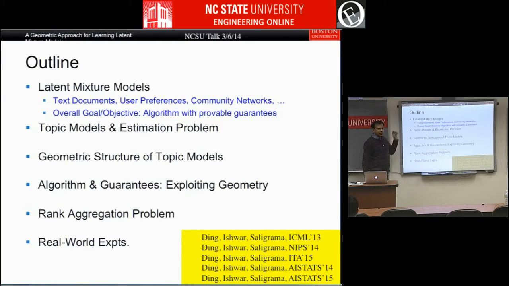So here is an outline for my talk. What I'm going to first talk about are latent mixture models. This talk is not necessarily just about topic models, but broadly speaking about latent mixture models, where there are certain latent things and you want to infer them from observations. As a canonical case, we'll first consider topic models and the estimation problem, and then we will look at the geometry of these topic models. Then I will provide you with algorithms that have certain guarantees by exploiting this geometry. Then we will extend these topic models to the rank aggregation problem, and then show some real-world experiments.